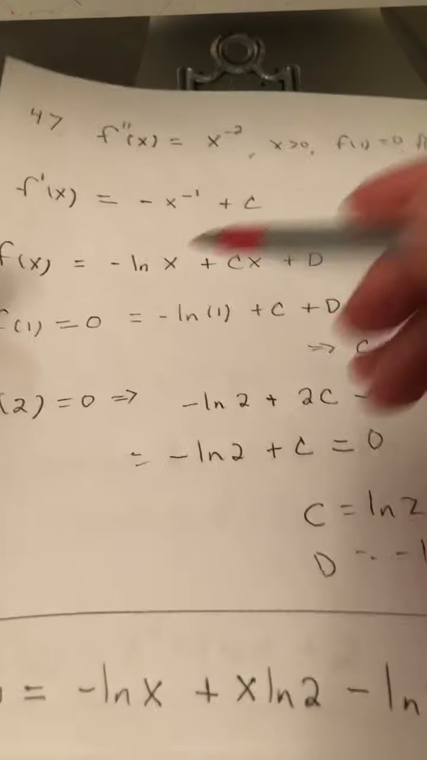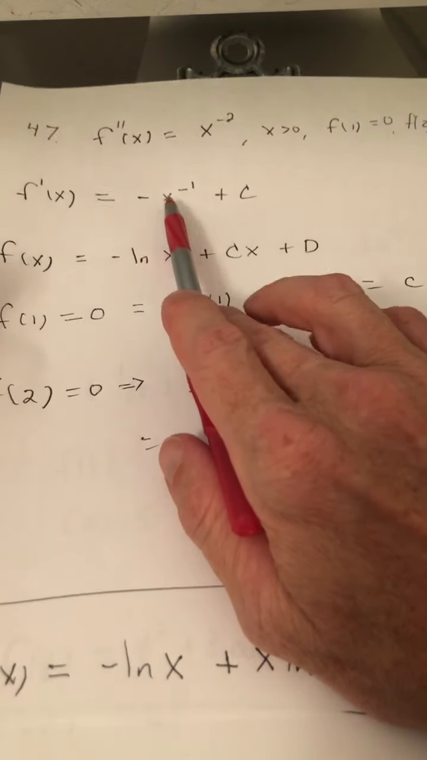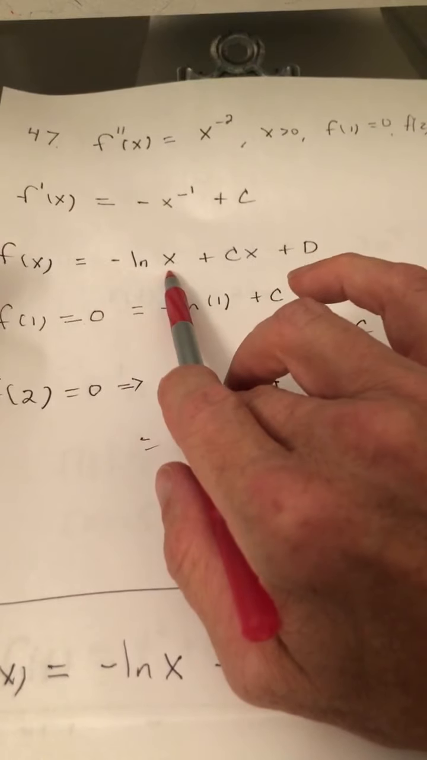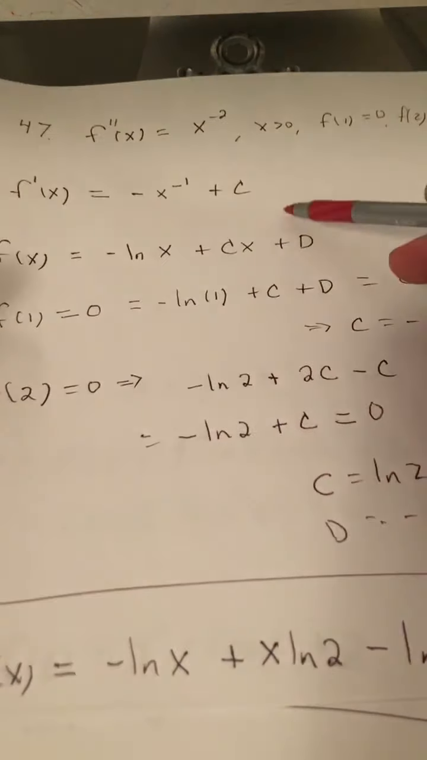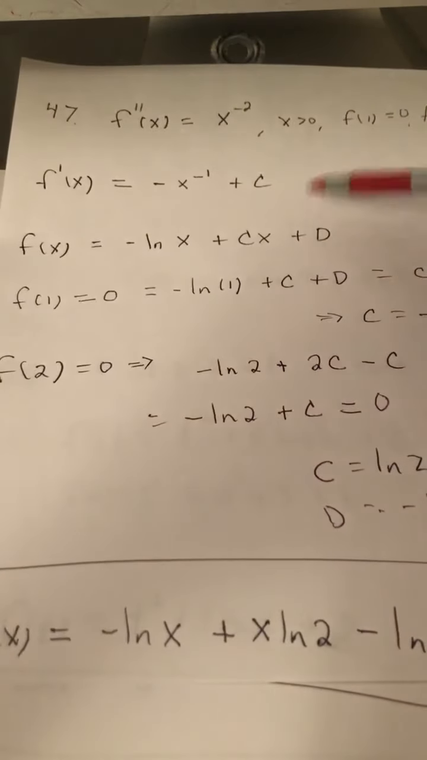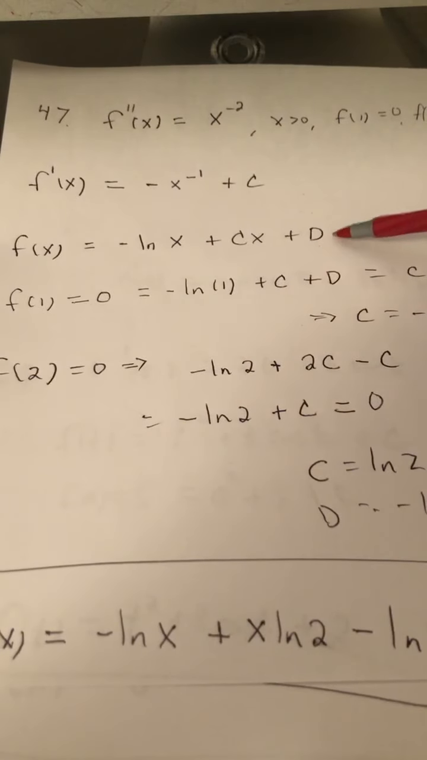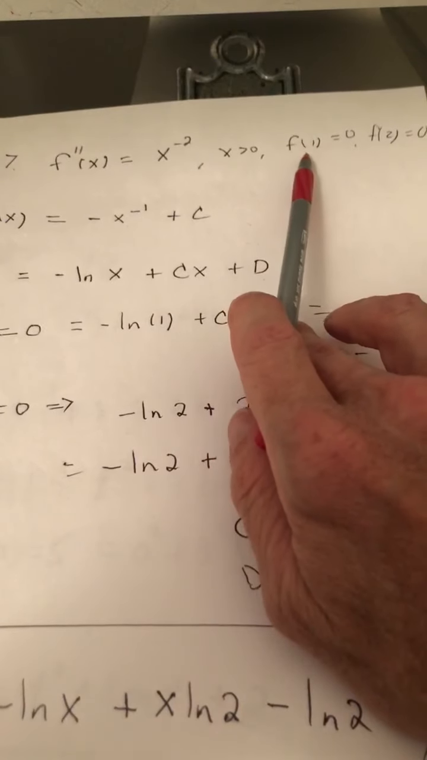Repeat that process. Antiderivative of negative x to the negative 1 is negative ln x. The antiderivative of c is cx, and of course we have an arbitrary constant d. So this is our function. We took an antiderivative twice, right? And now we're going to plug in our conditions. F of 1 is 0, f of 2 is 0.